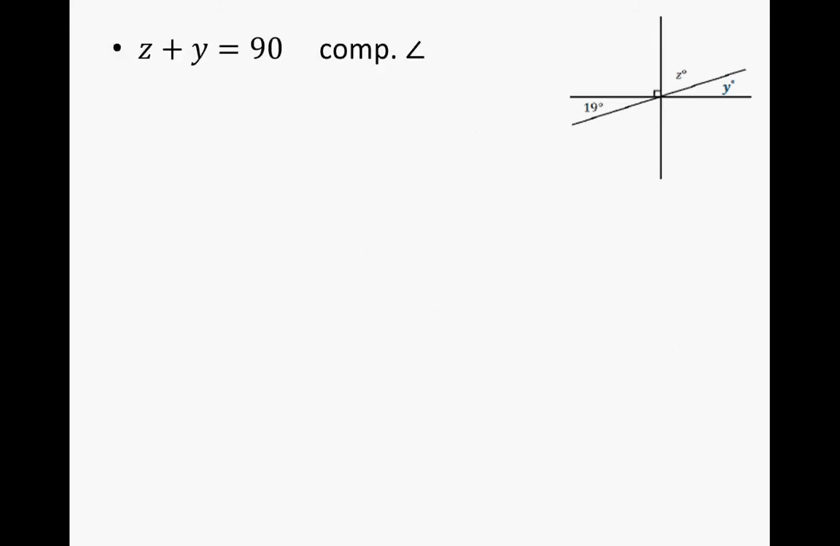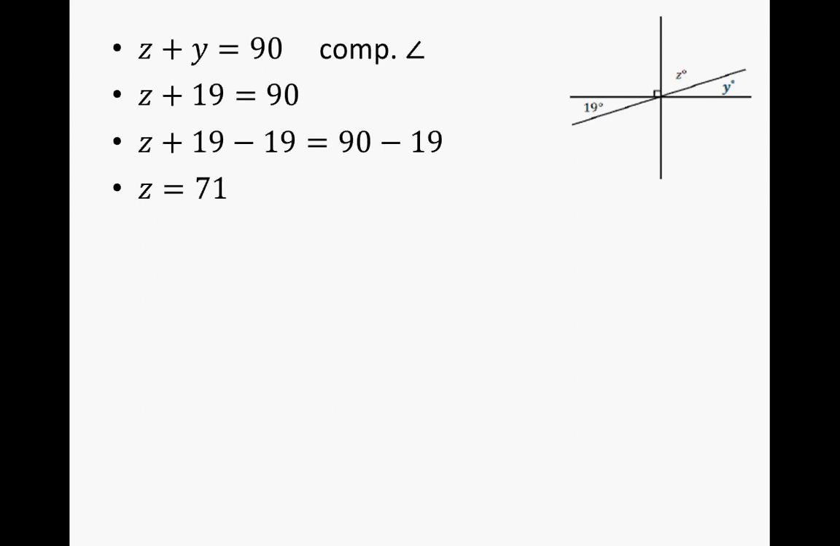So that means we would add z plus y to get 90 degrees because they are complementary angles. Since we know that y is 19, z plus 19 equals 90. We would subtract 19 from both sides of the equation, and we would end up with z is 71.